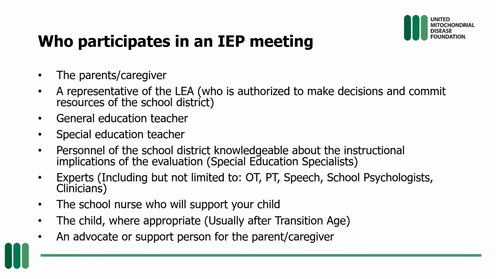So you go through the evaluation, you get your reports. You have to go to an IEP meeting to determine eligibility. So who participates in this meeting? It is a lot of people. So we're going to have the parents or the caregiver, a representative of the LEA who is authorized to make decisions and commit resources of the school district. This is important. Usually this person is a principal, but if it is not someone that can commit resources, it is not legally compliant.